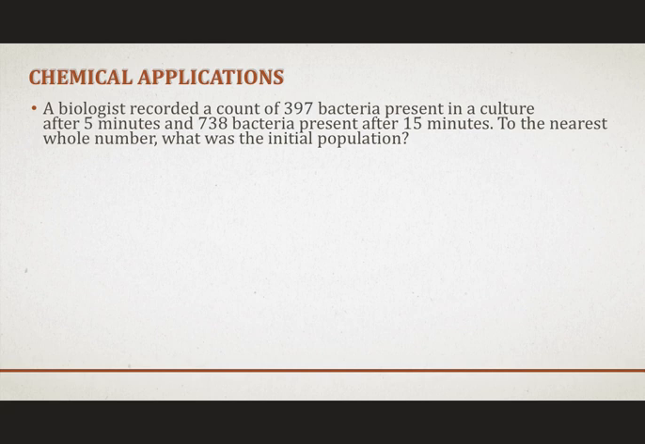All right, switching gears a little bit, chemical applications. A biologist recorded a count of 397 bacteria present in a culture after 5 minutes, 738 bacteria present after 15 minutes. To the nearest whole number, what was the initial population? Okay, so we have 2 points. We have a point at 5, where there were 397 bacteria. We have a point at 15, where there were 738 bacteria. And they want us to find the initial population.